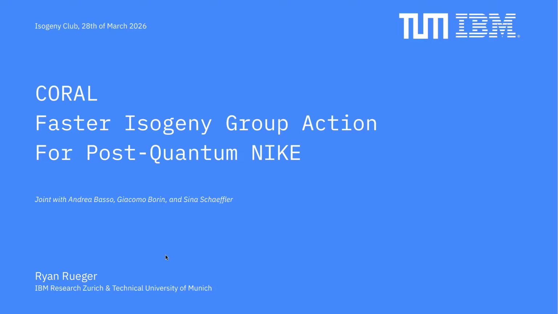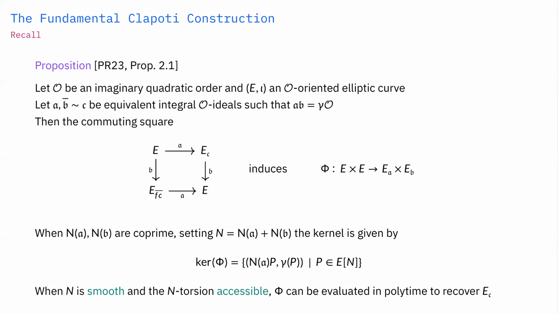So I'm going to talk about Coral. It's a faster isogeny group action for post-quantum NIKE. This is joint work with Andrea, Giacomo, and Sina. So let's begin very quickly with the fundamental Clapoti construction that has been central to many important constructions for the last 2 years or so in isogeny-based crypto. And it's an algorithm to compute the isogeny class group action in polynomial time.